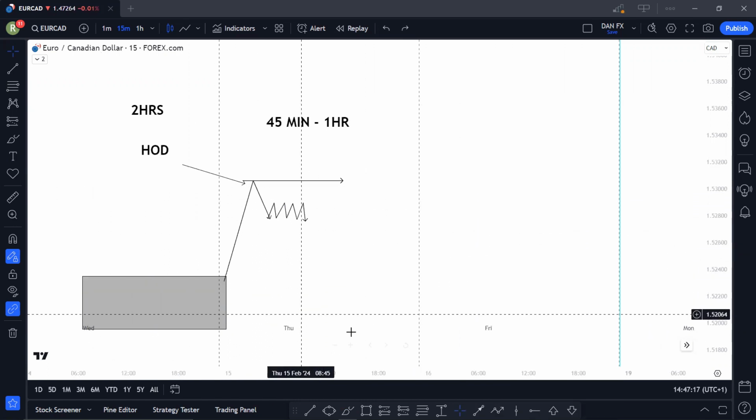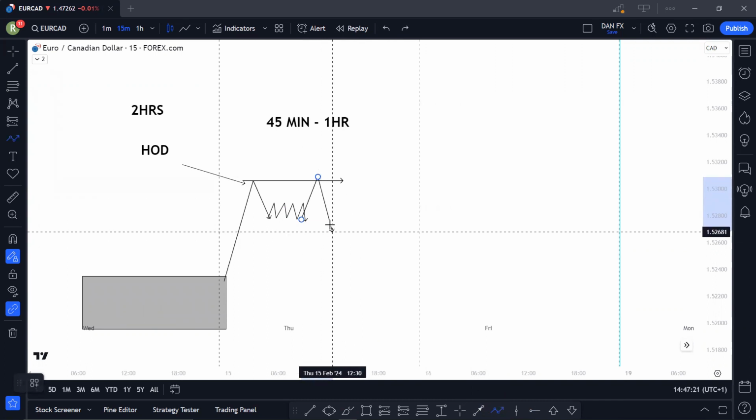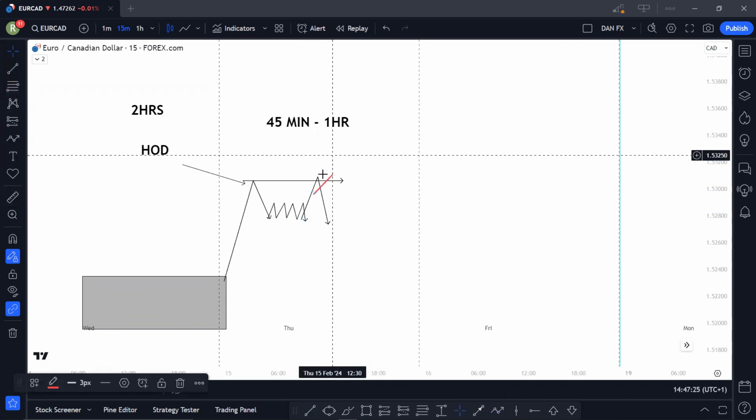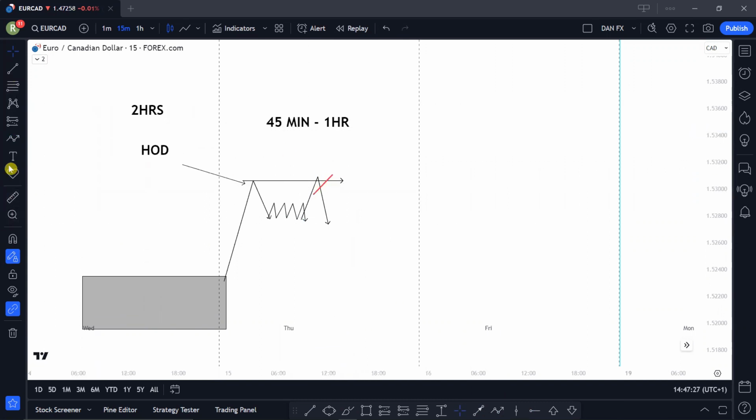And then if they form the M and W formation, for example, they give you the second leg and then you enter the second leg. If you enter the second leg, you're going to count another 2 hours. Let's say you sell here, you're going to count 2 hours.